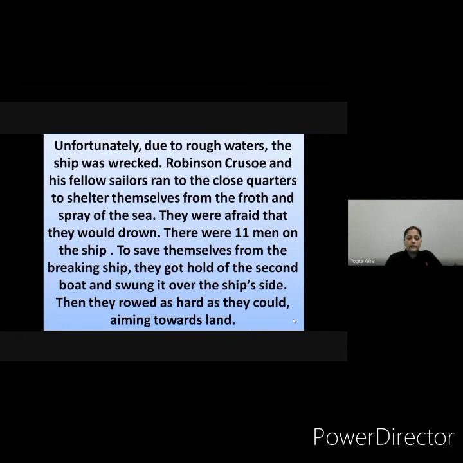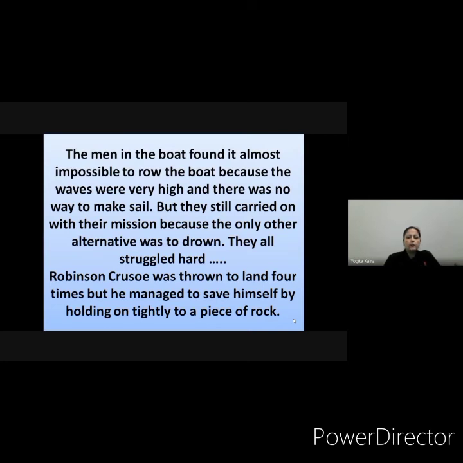To save themselves from the breaking ship, they got hold of the second boat and swung it over the ship's side. Then they rowed as hard as they could, aiming towards the land. The men in the boat found it almost impossible to row the boat because the waves were very high and there was no way to make sail. But they still carried on with their mission because the only other alternative was to drown.